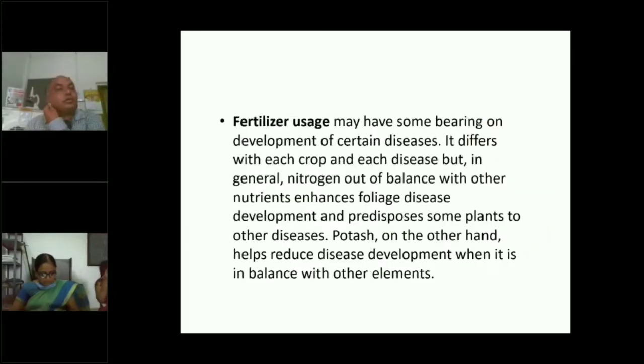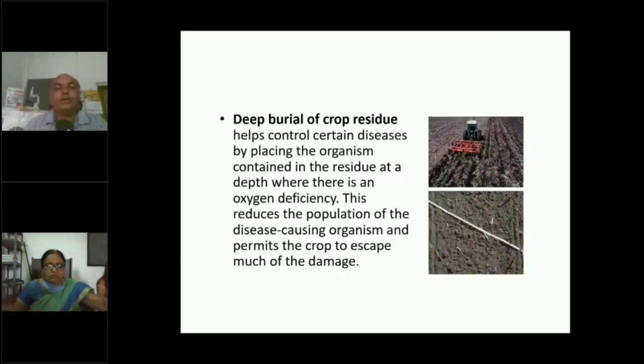Then fertilizer use also matters. Some fungi are nitrogen loving; if you give more nitrogen, there is more effect of fungi. Some fungi are potash loving, so you can use fertilizer judiciously to manage the disease. And if you do deep plowing and deep intercultural operation, you will put your inoculum into the soil at a depth which is not accessible to the roots of that crop. Therefore, you can use this for cultural management.